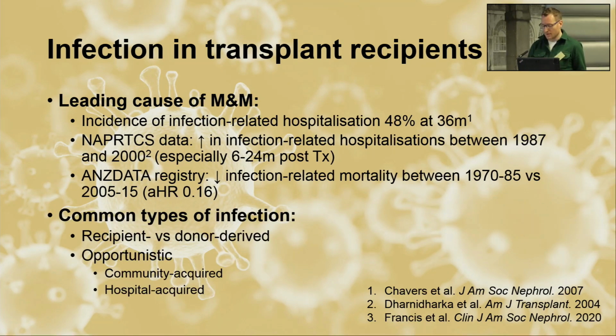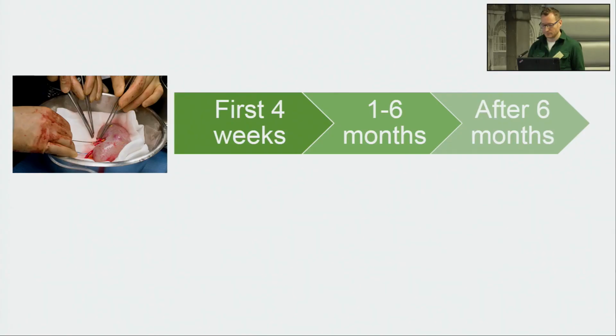The common types of infection that we see in our transplant patients can be recipient-derived, so latent infections, pathogens that they've been exposed to previously that then lie dormant and can reactivate. And you've got donor-derived infections, that come with the donor kidney. And then opportunistic infections can either be community-acquired or nosocomial, so hospital-acquired.